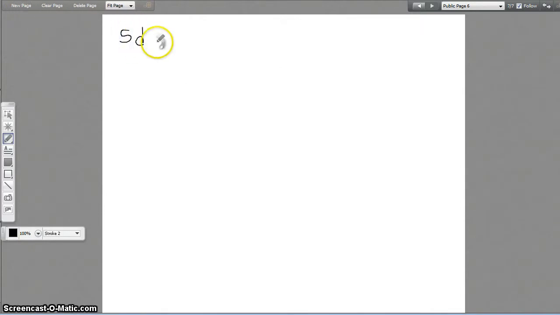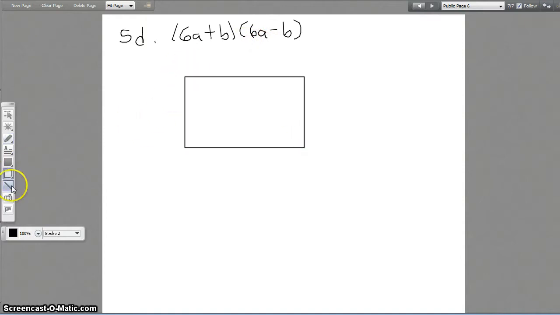Number 5, part D, the problem is 6a plus b times 6a minus b. And again, the problem says to make a diagram to illustrate the expression and use that diagram to write the expression as a polynomial. So for our diagram, we will draw our box, and then we'll put in our grid lines. Okay, now let me put our terms. We have 6a plus b. We have 6a minus b.